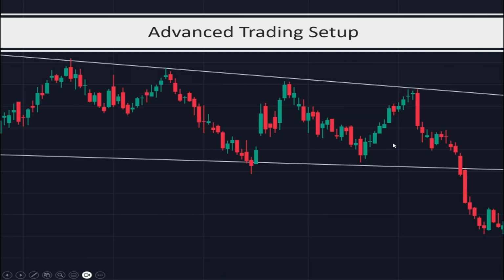Now let's talk about the advanced trading setup by combining multiple factors. Consider a scenario where the price is approaching a resistance level. So this is our resistance level, right? And this is our support level. Now suppose the price is approaching your resistance level, which is this one, right?